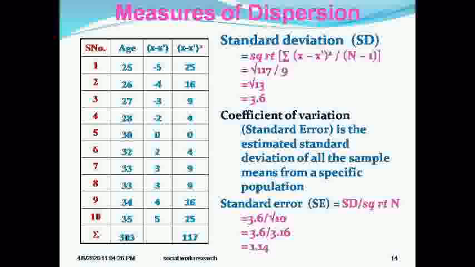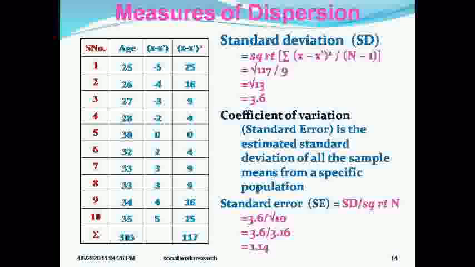There is one formula: square root of sigma (x minus x dash) square divided by n minus 1, which means square root of the squared differences of all the observations from the mean divided by the total observations minus 1. So applying this formula in this example, we can find that the mean is 30. Even if it is 30.3, we just take 30 for convenience.